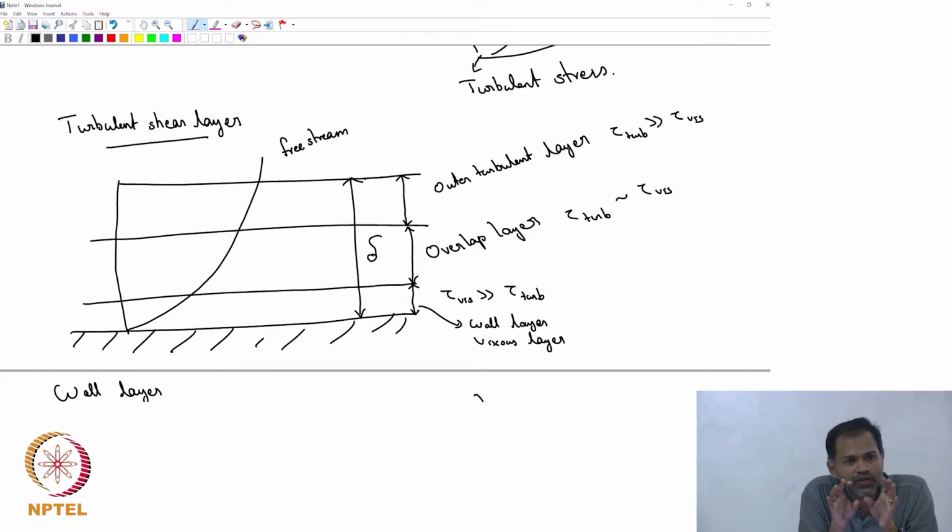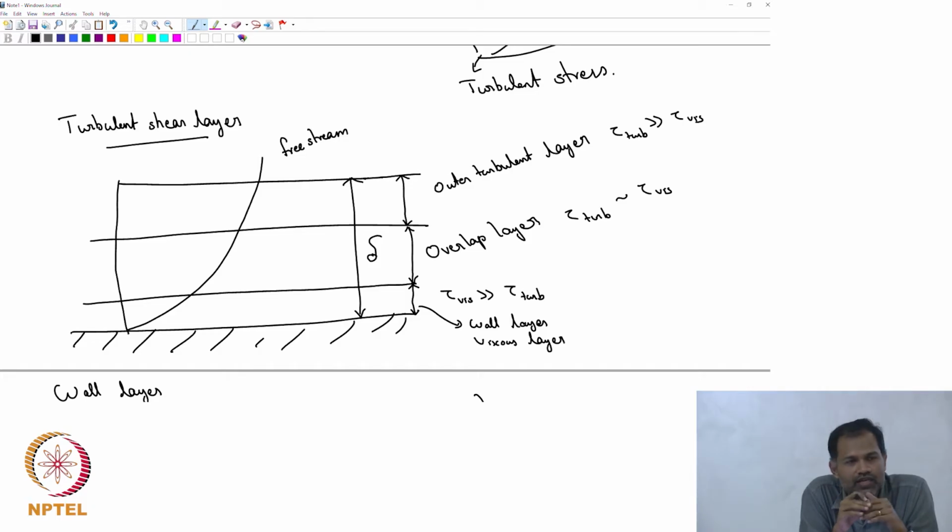We said that I can take that region where the wall is affecting the turbulent flow, and I will divide it into 3 different regions depending upon the magnitude of viscous stresses versus the magnitude of turbulent stresses. That helps me identify 3 regions: one region in which tau viscous is much larger, another in which tau turbulent is much larger, and in between they are of comparable magnitude, and depending upon which one is more or less, you are going to get different solutions. So, the first region we call the wall layer, then there is an overlap layer, and then there is an outer turbulent layer.